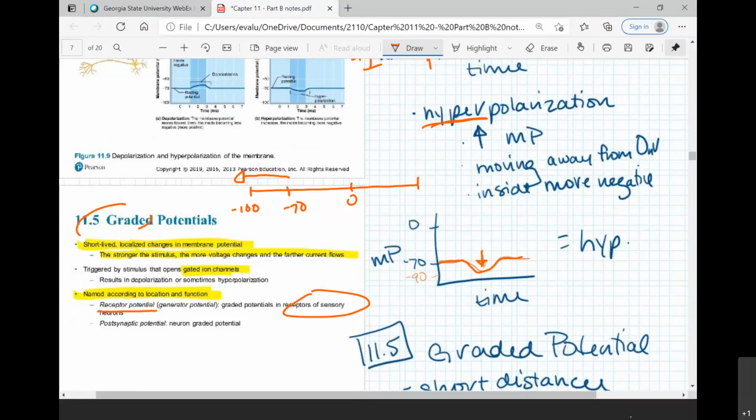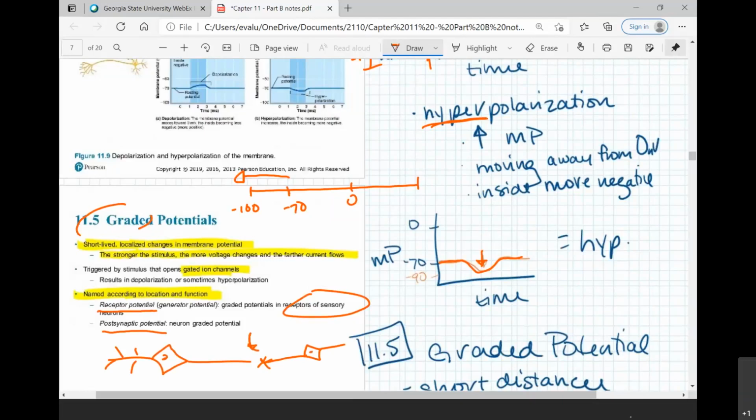But then you also have a postsynaptic potential, which means the neuron who looks like this, here's my dendrites, here's my axon. We are talking about this guy right here. Your postsynaptic potential is triggering a change, not in the synapse, but in the neuron that is left.